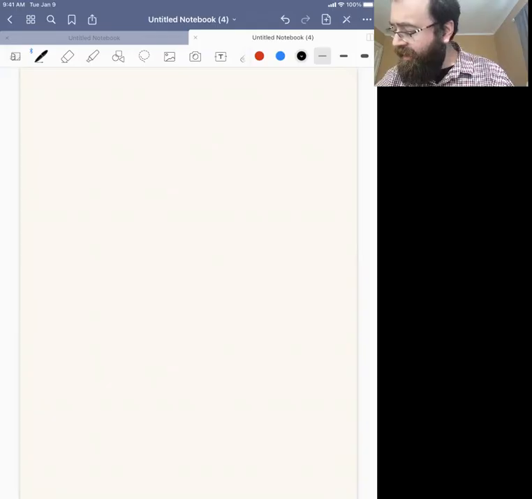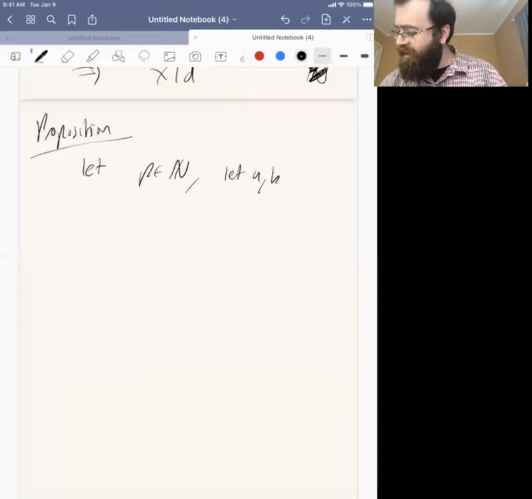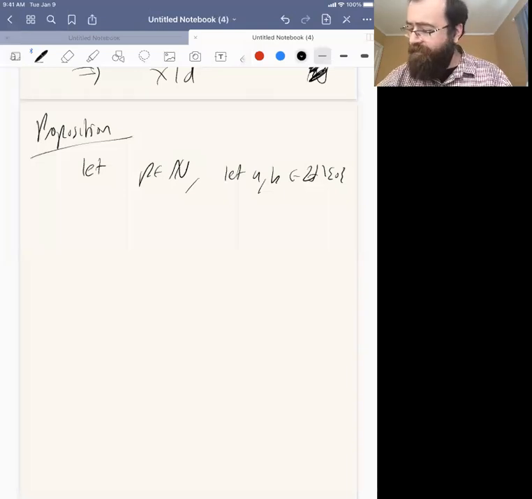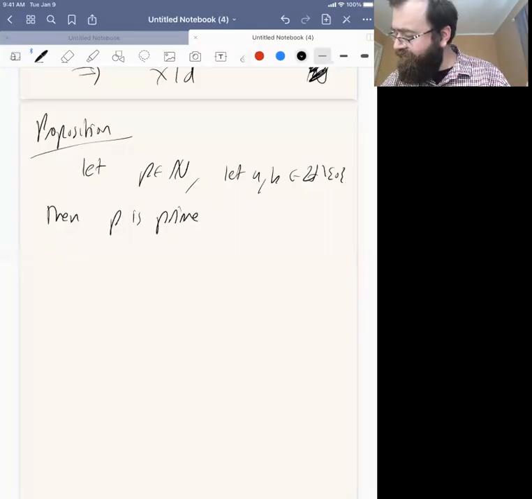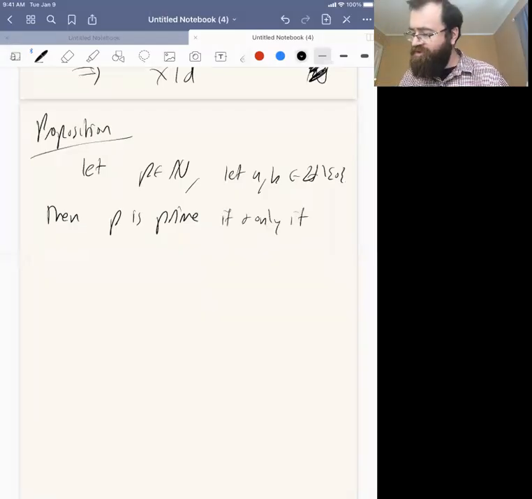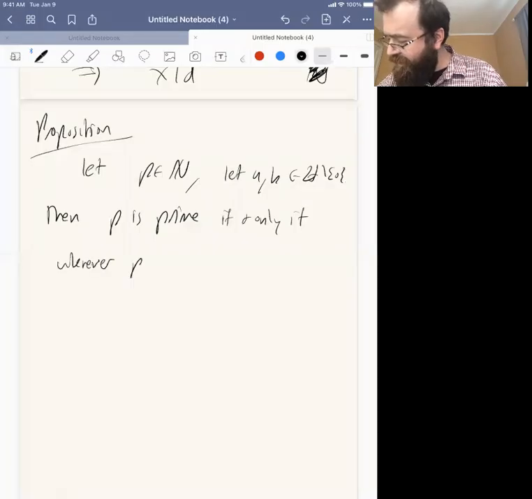So let P be a natural number, and let A, B be non-zero integers. So integers in Z minus 0. Then P is prime if and only if, so the arrow goes in both directions. In fact, I'll write that out because this is important. If and only if the following is true, whenever P divides AB, then either P divides A or P divides B.